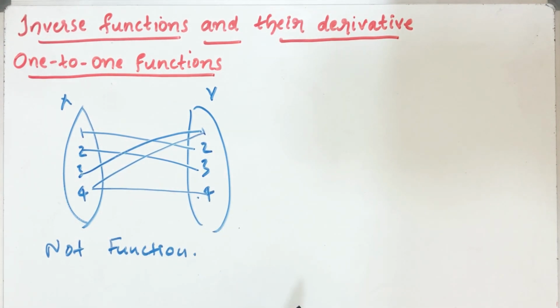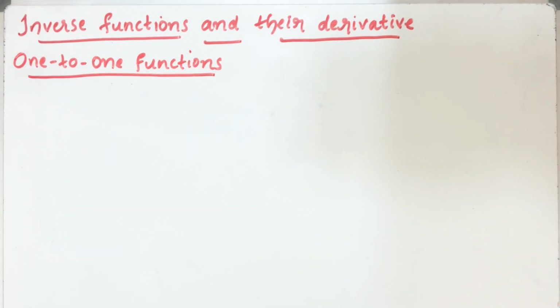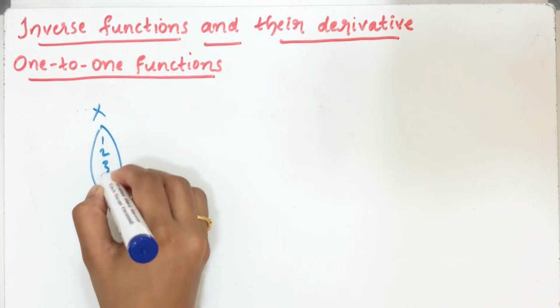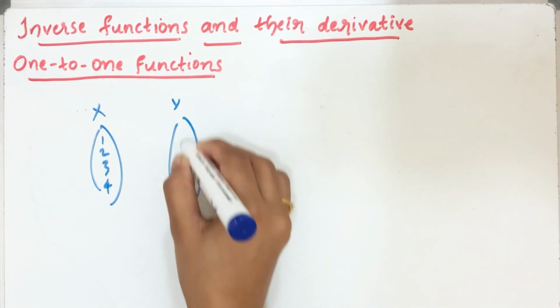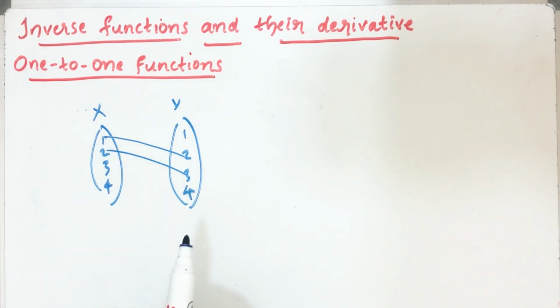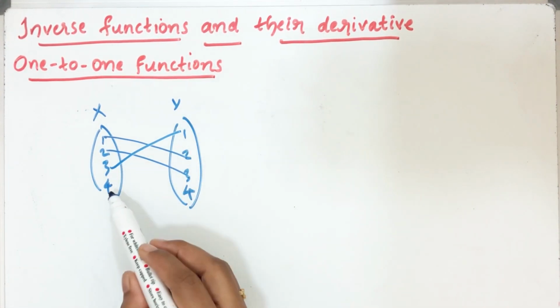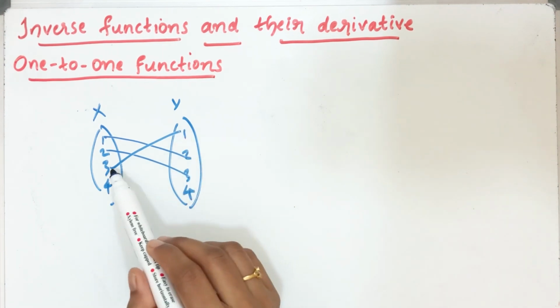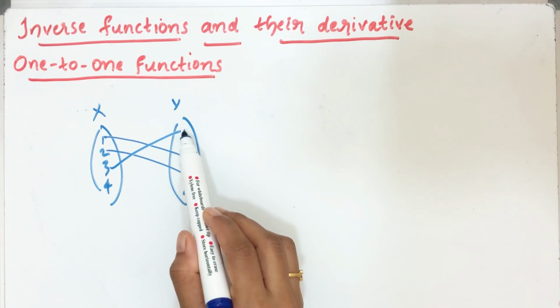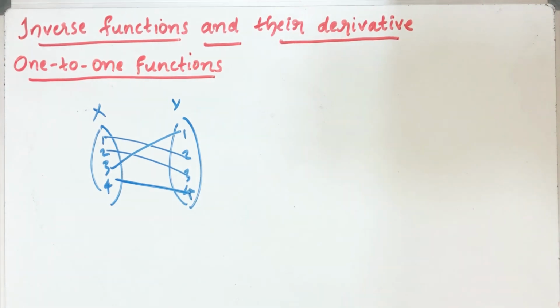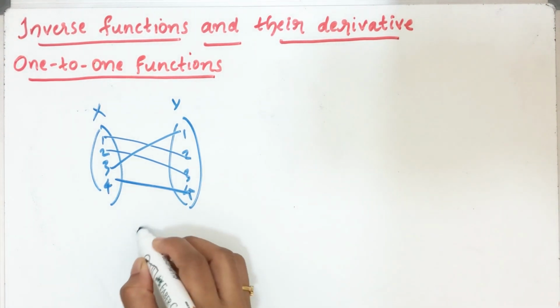We can see more examples. 1-1 functions are functions that have a unique image. For example, x is equal to 1, 2, 3, 4. Y is equal to 1, 2, 3, 4. 1 maps to 2, 2 maps to 3, 3 maps to 1. If 4 maps to 1, then it is a function but not 1-1, because 3 and 4 have the same image, not a unique image. If 4 maps to 4, then it becomes a 1-1 function.